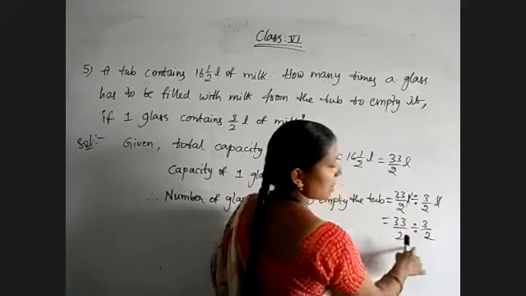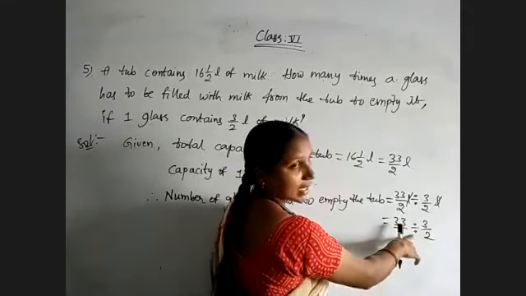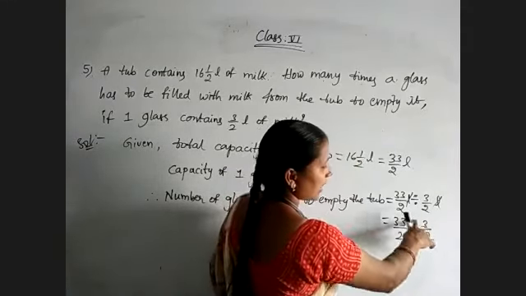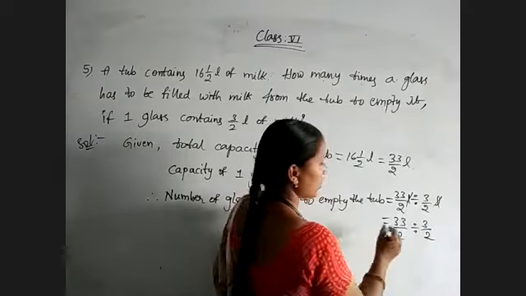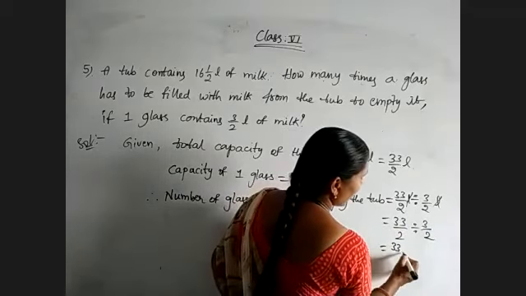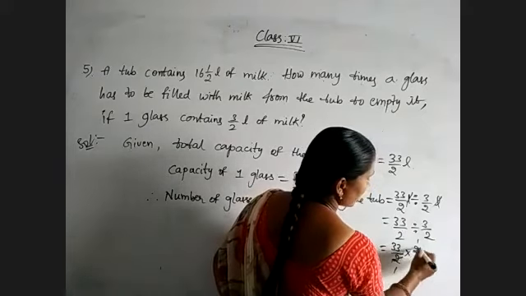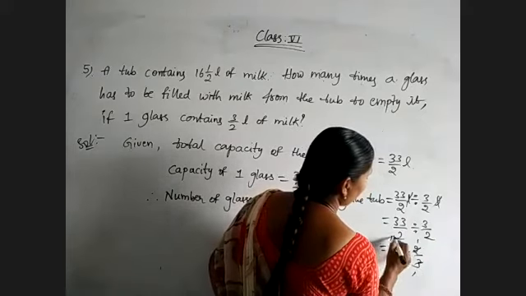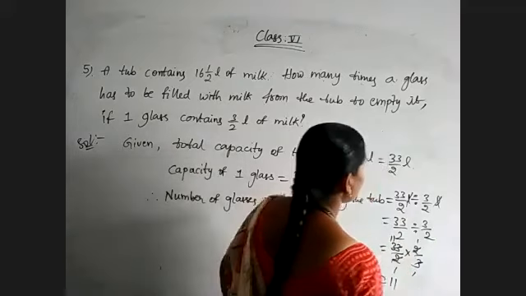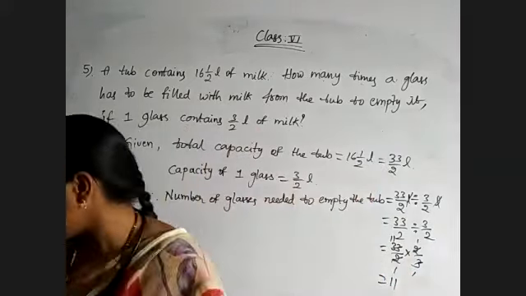So, division of fractions. Whenever we are getting division, convert it into multiplication by taking the reciprocal of the second fraction. That is nothing but 33 by 2 into 2 by 3. 2 ones are 2 ones are, they get cancelled. 3 elevens are 33. So 11 glasses are needed to empty the tub.